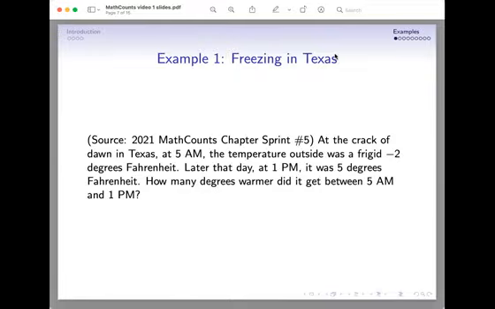All right, so this looks like a perfect example for subtraction, right? Just looking at this problem, we're thinking, how do we find the difference between these two values? Well, we subtract. We have -2 and 5, right? So we want to subtract the -2 from the 5 and not the other way around, because we're getting warmer and not cooler.